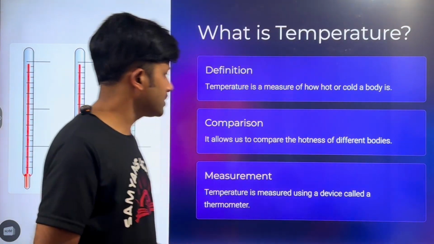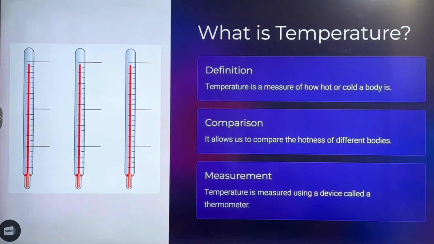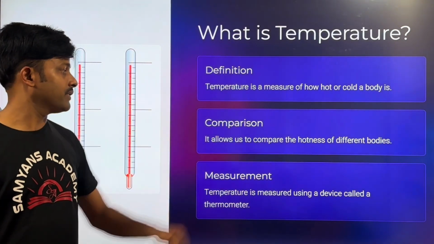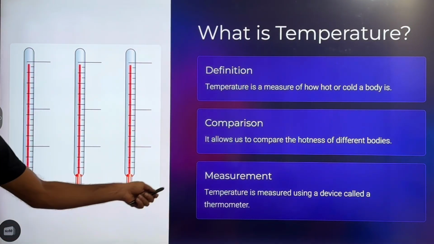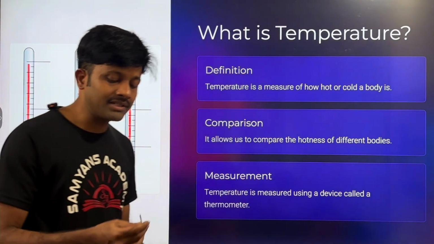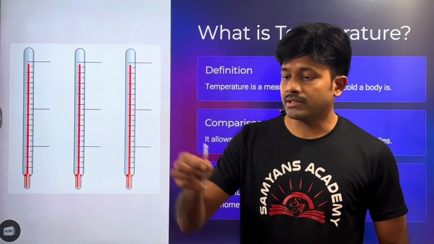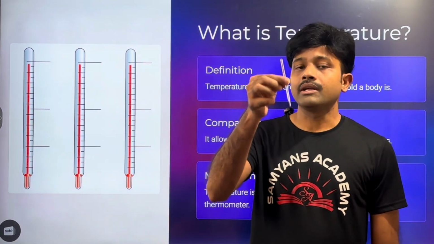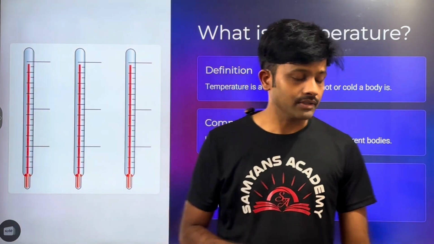So which object is hot or which object is cold? By seeing the different bodies, it allows us to compare the hotness of different bodies. Temperature is measured using a device called a thermometer. How do you measure the temperature? By using devices like this one, we can measure the temperature of our human body.